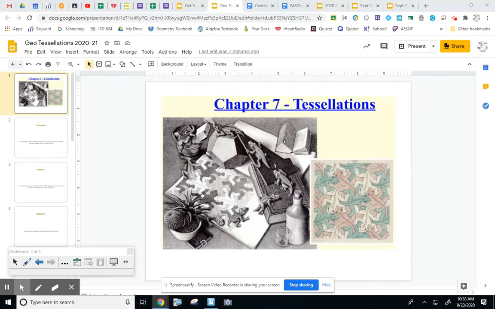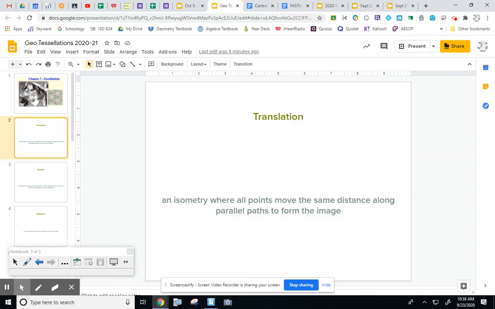Chapter 7 is all about tessellations. We're actually going to be doing a tessellation project in this unit. We're just going to go through a few vocabulary words just to get started. I would recommend writing these down on a separate sheet of paper just so you have them in case you're confused by anything. We're just going to spend a few days on this unit. It's not anything that's going to be tested, but you are doing a project on it.